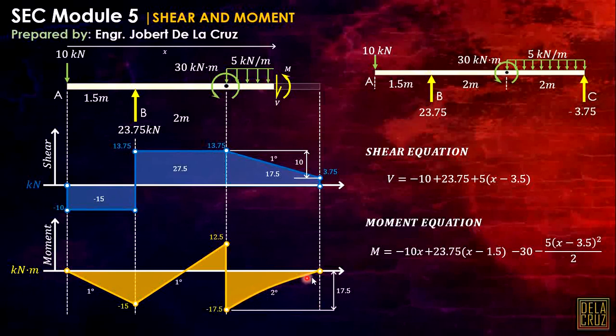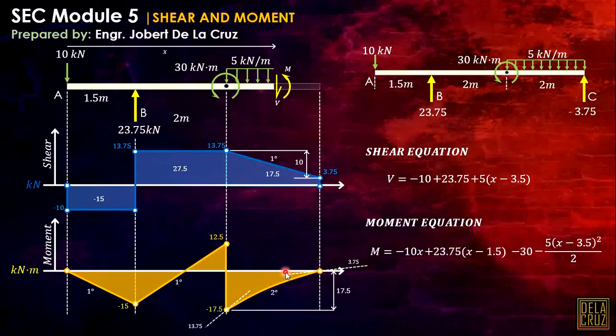How can we know the concavity ng ating graph dito? Okay, so, using the principle, the shear here is positive 13.75. Positive, that means the slope here will be upward. Okay, that means upward slope yan. The tangent at this point, tangent of the curve. Dito naman, the shear here is positive 13.75. So, it will be like this. This one is more steeper because that is 13.75.